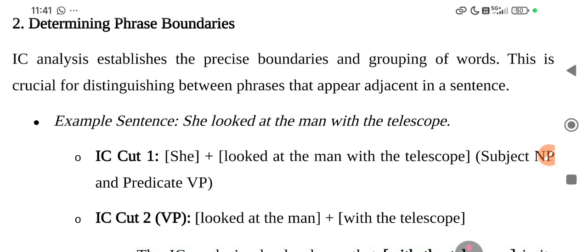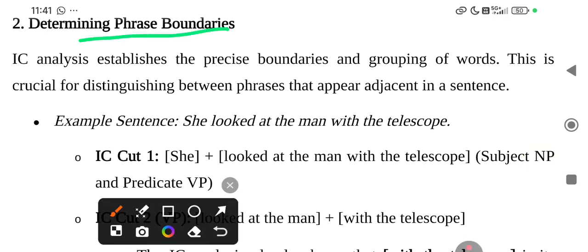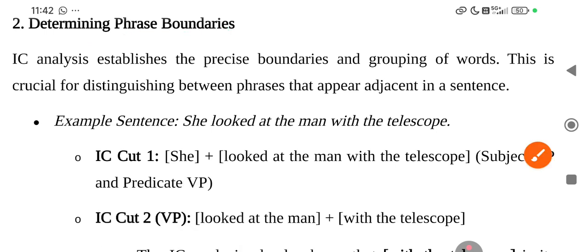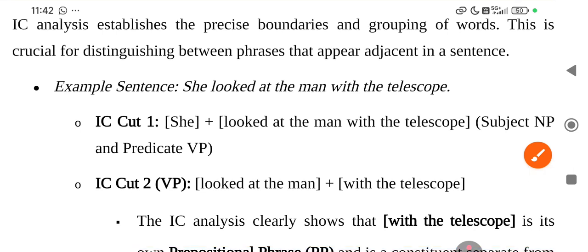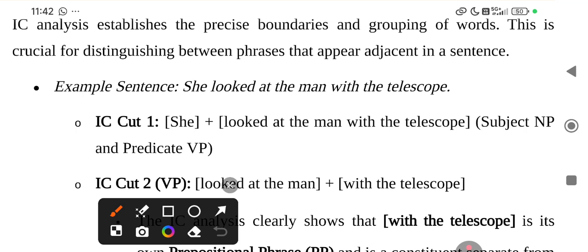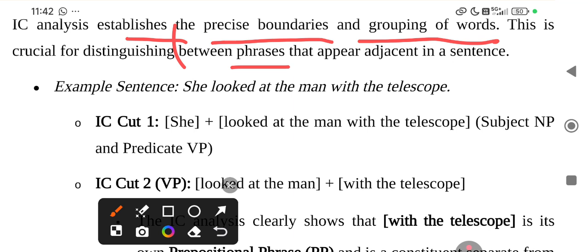Number 2, determining phrase boundaries. How do we determine boundaries? IC analysis establishes the precise boundaries and grouping of words. This is crucial for distinguishing between phrases that appear adjacent in a sentence.